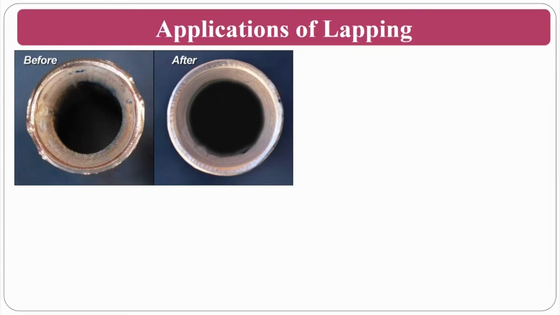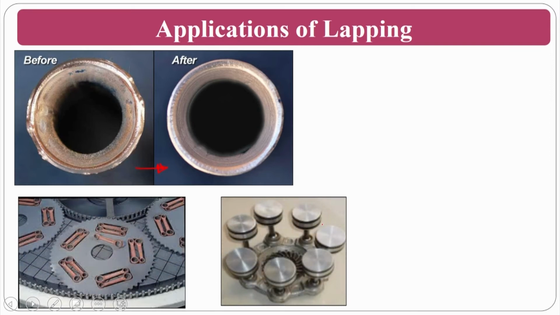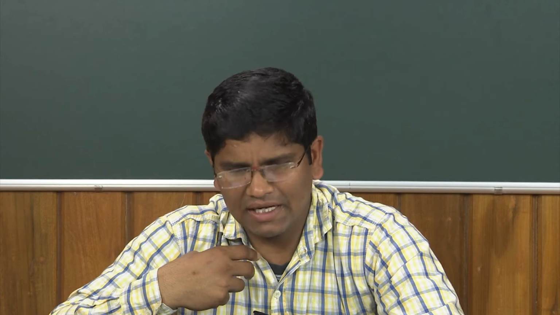So the applications, if you see this before and after, this is the before and after the lapping process, and you can also see in a single go you can go for multiple components. If you see here how many components they are finishing, 2 to 10 in one set. So multiple sets will be there. So it can also be used for batch as well as mass production. You can do the finishing in mass production.